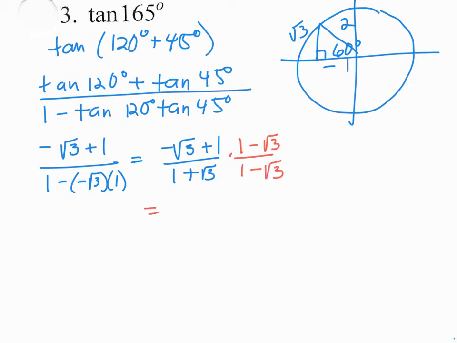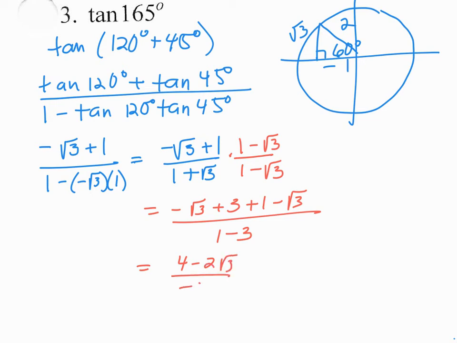All right, so then be careful with your foiling here. First, outer, inner, last. There's the top. Here's the bottom. Keep going with the algebra. All right, algebra, algebra, algebra. And then finally clean it up just one more time. So -2 plus root 3.